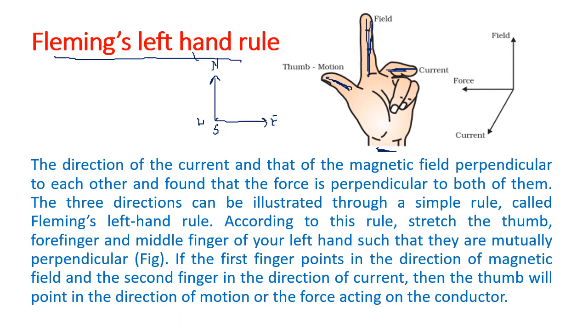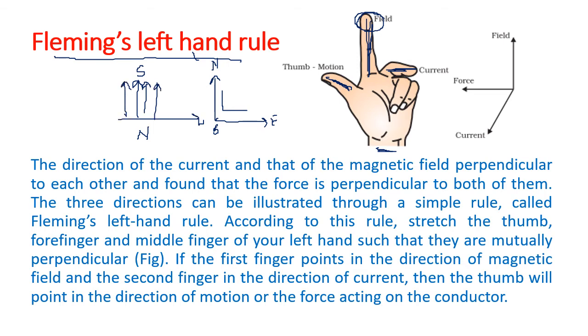So what we can see, these fingers are perpendicular to each other. The force is maximum. Okay, now what is the rule? This index finger is for the magnetic field. This is south, this is north. So the magnetic field points in the direction of the index finger.